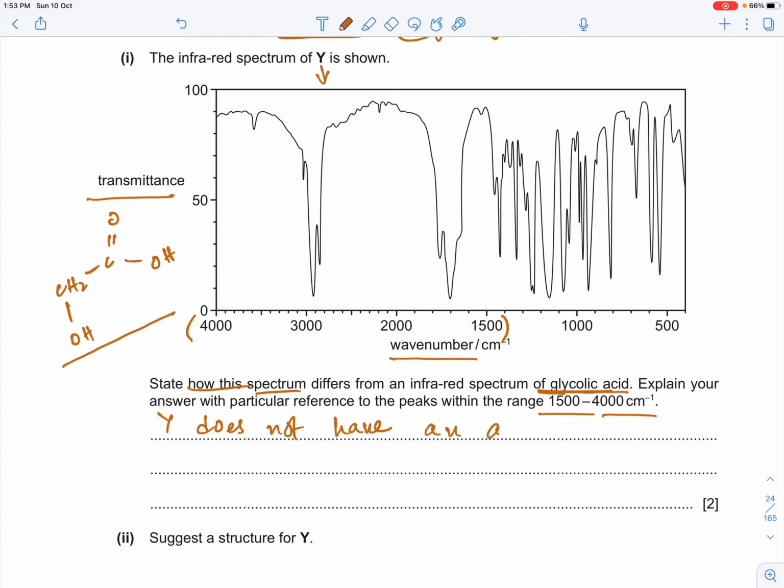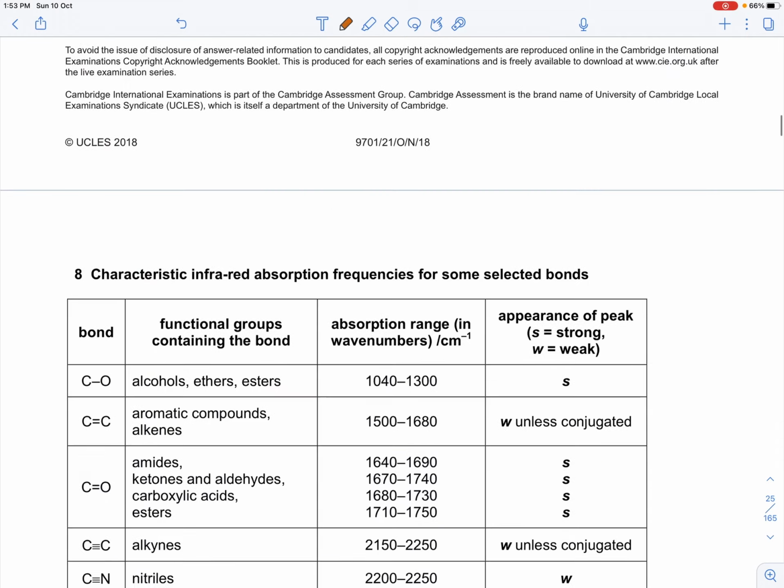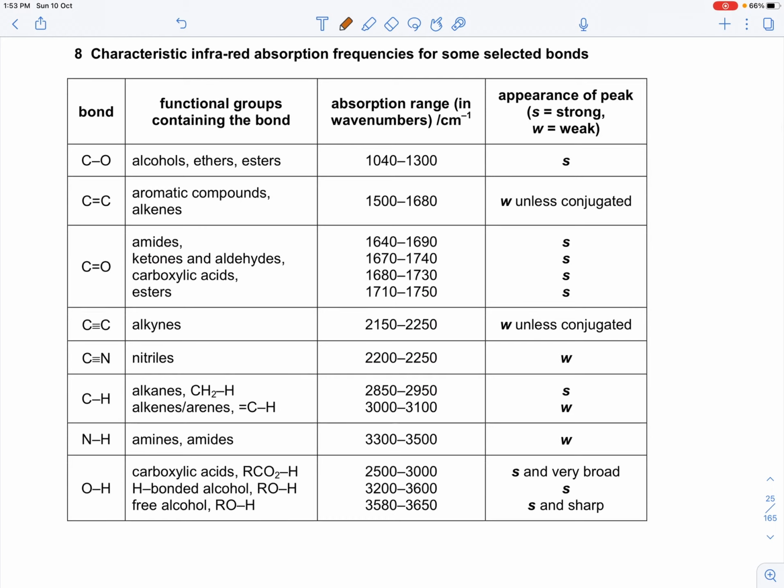an absorption at 2500 to 3000 due to RCO2H, right? And the next peak would be due to this alcoholic OH, the OH group of alcohol. So the OH group of alcohol, this is from 3200 to 3600, the hydrogen bonded alcohol. So this peak would be in this range, 3200.